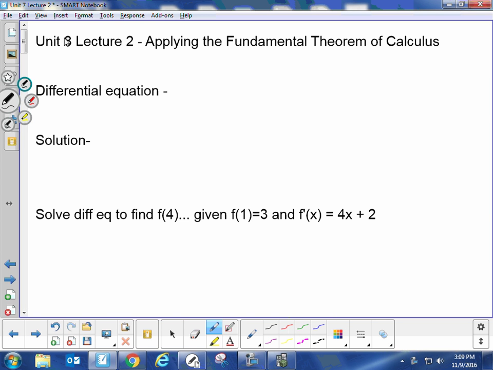This is Unit 7, Lecture 2. We're going to apply the fundamental theorem of calculus. We're going to start by talking about differential equations. You've already solved differential equations. A differential equation is just some derivative set equal to something, as well as perhaps some initial conditions. So an equation with a derivative, possibly and usually other initial conditions.